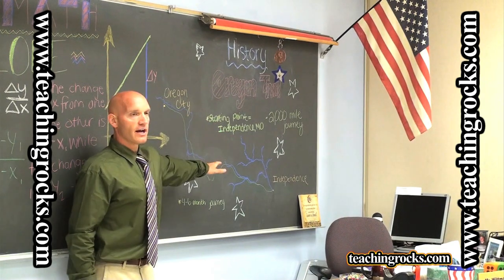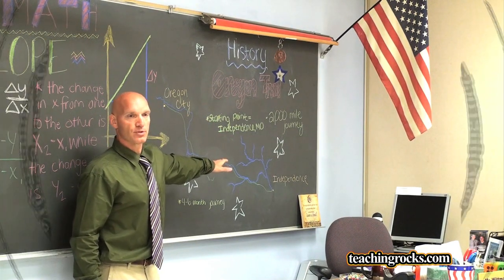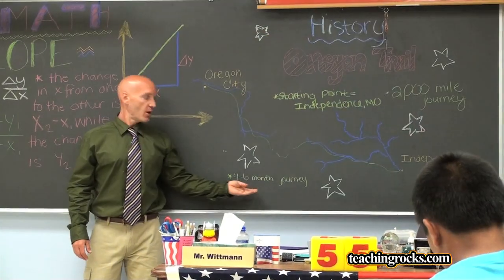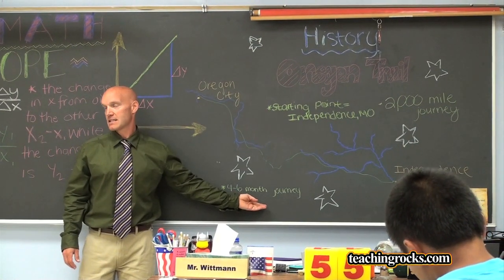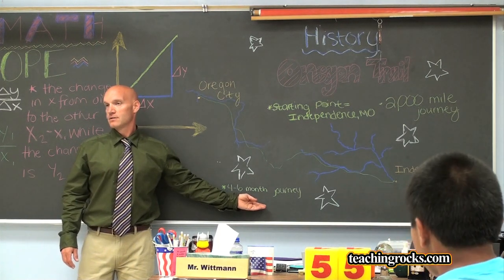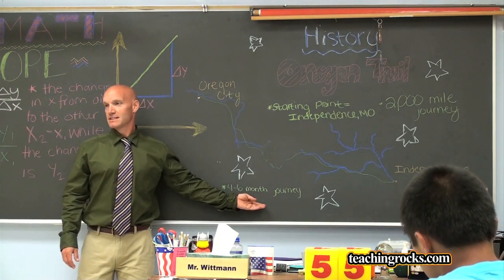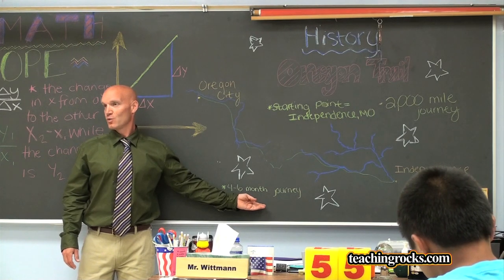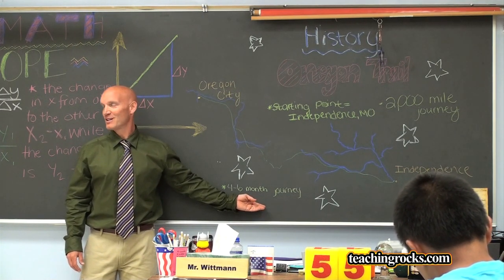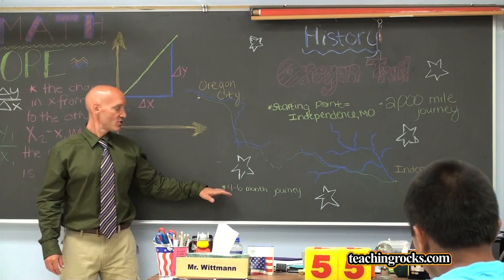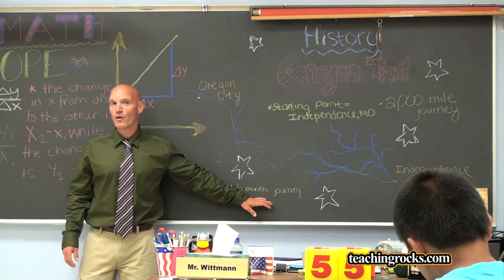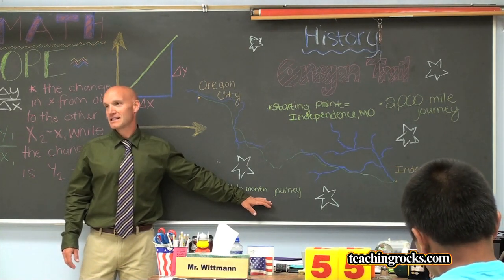And if you could, I want you to draw this map, please, in your notebook. The Oregon Trail would last for about 4 to 6 months. Now, you know how difficult it is to go to another city or on vacation with your brothers and sisters, and you're in the car for just a few hours together. I want you to imagine traveling with your family in a covered wagon for 4 to 6 months.